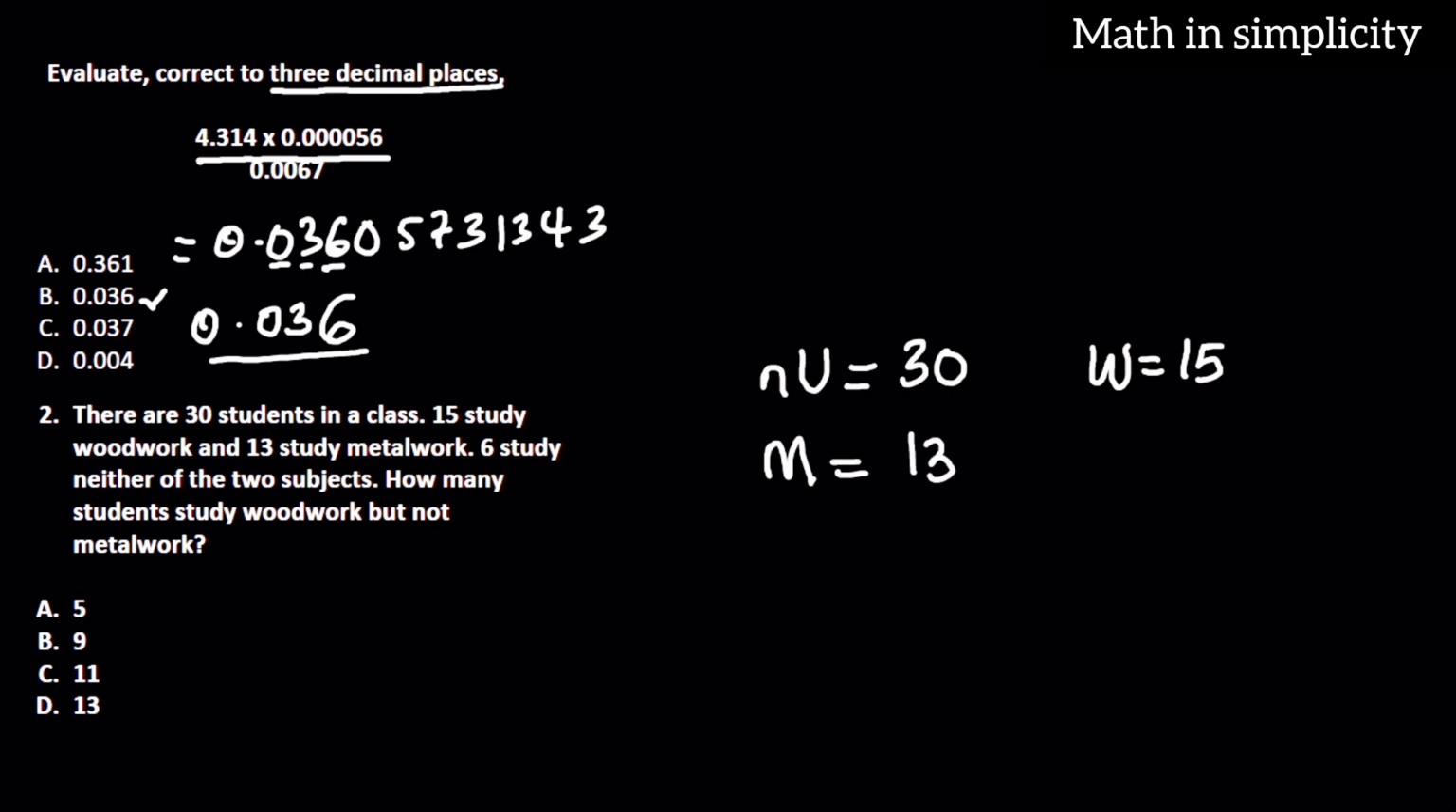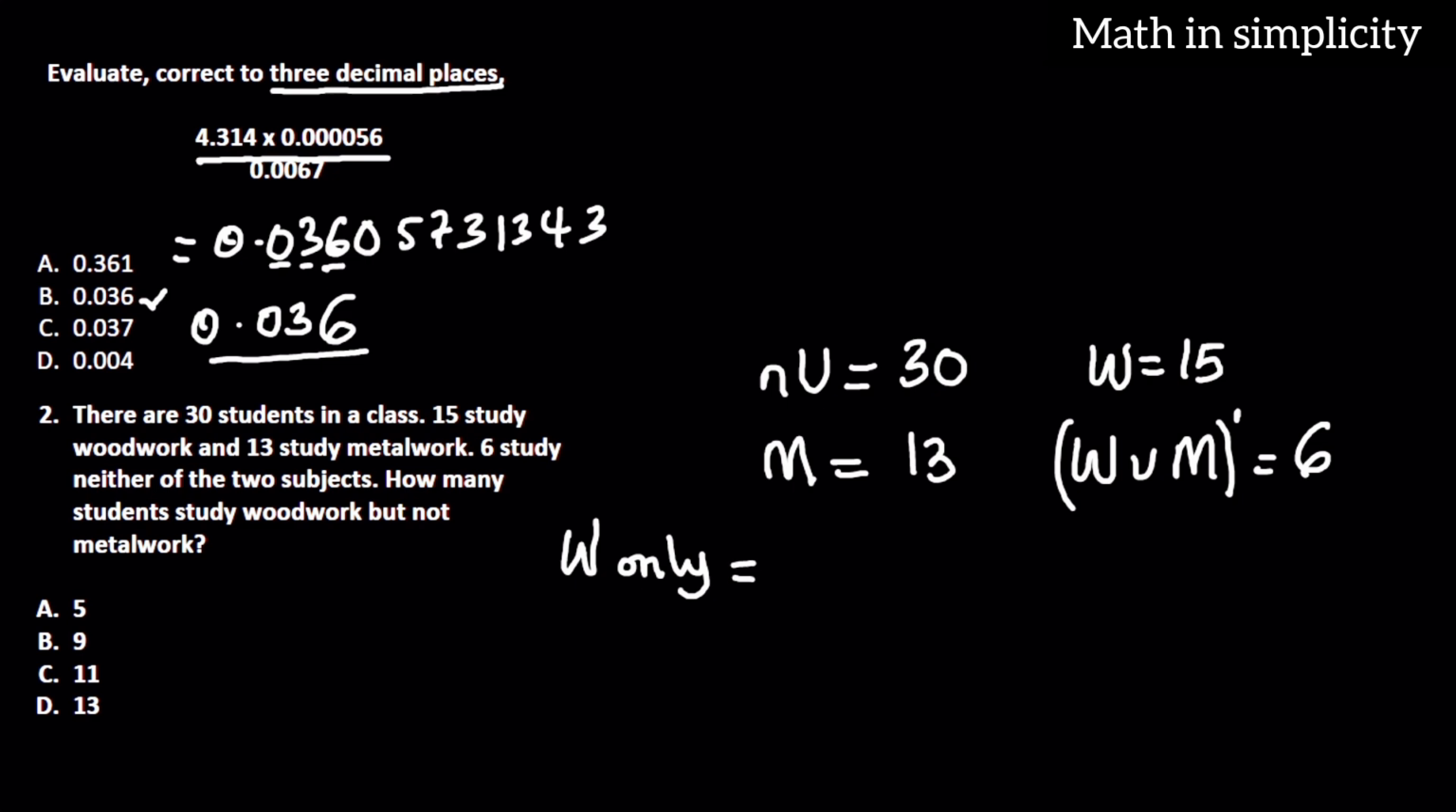as 13. Now 6 study neither of the two subjects, so that means if you add the number of people doing woodwork and metalwork, 6 people don't do any one at all, so that should be the union. So this is the union of woodwork, union metalwork. They are complements. That means the number of people that are neither doing woodwork nor metalwork. So that's just 6 students. The question now is, how many students study woodwork but not metalwork? That means we're looking for students that study woodwork only.